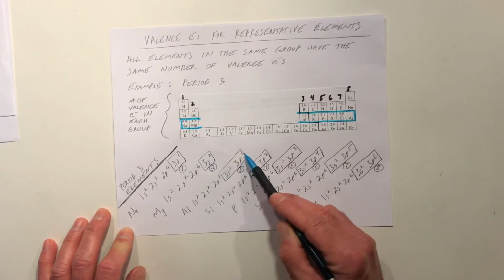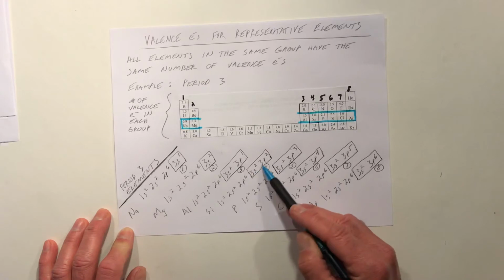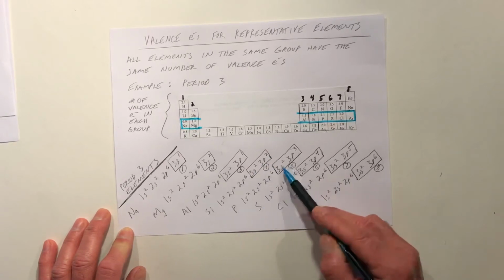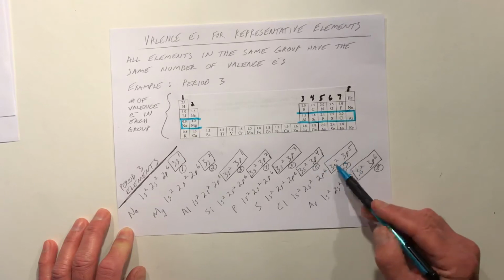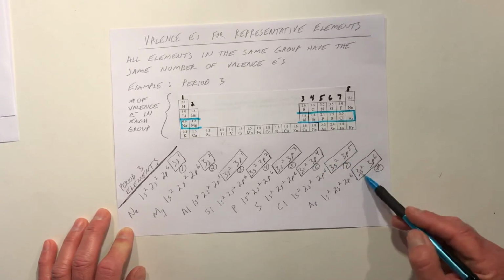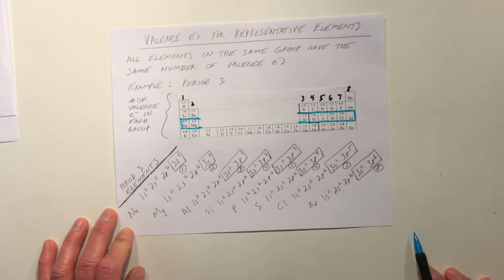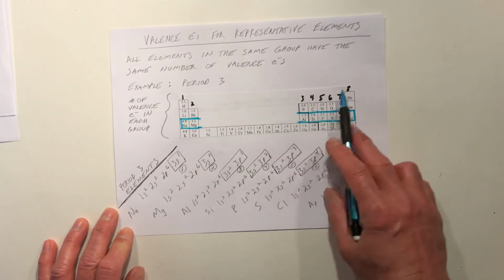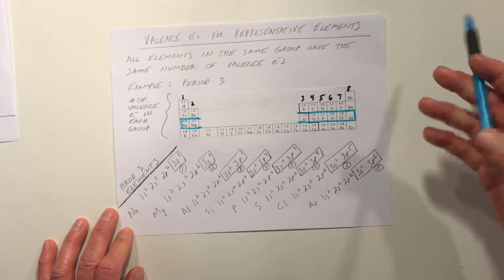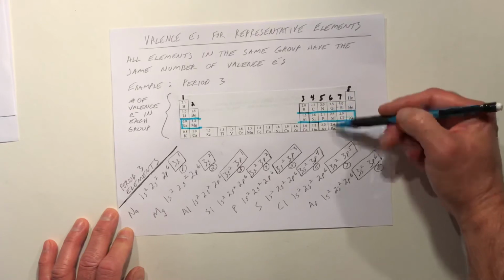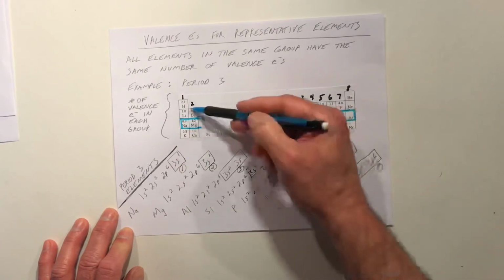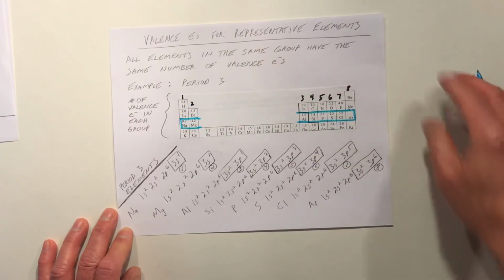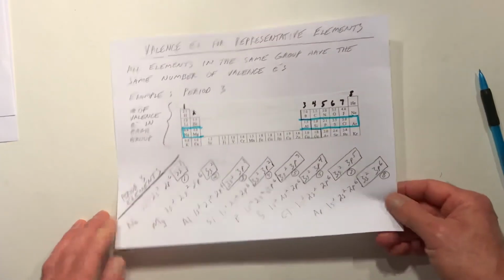Aluminum ends with 3s2, 3p1, it has 3. 3s2, 3p2 is 4. 3s2, 3p3 is 5. 3s2, 3p4 is 6. 3s2, 3p5 is 7. And finally 3s2, 3p6 is 8. That's where we get 1, 2, 3, 4, 5, 6, 7, 8 valence electrons. And again, all the elements within that group, and I just cut the bottom part of the periodic table off there, all the elements within those groups of the representative elements would have that number of valence electrons.